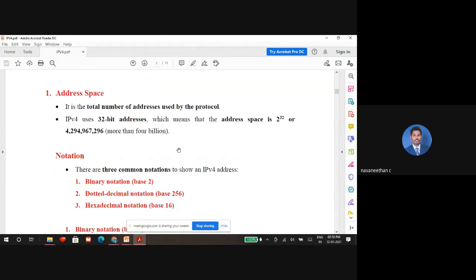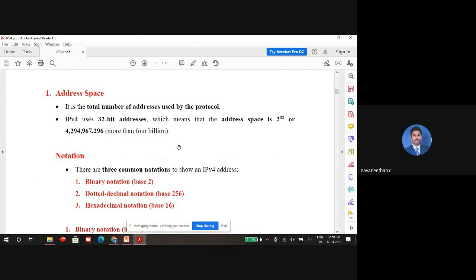Next, address space. As I said, the size of IPv4 is a 32-bit address. The address space is the total number of addresses used by the protocol. So 32 bits means what could be its address space? It is 2 to the power 32. What is 2 to the power 32? It is more than 4 billion.